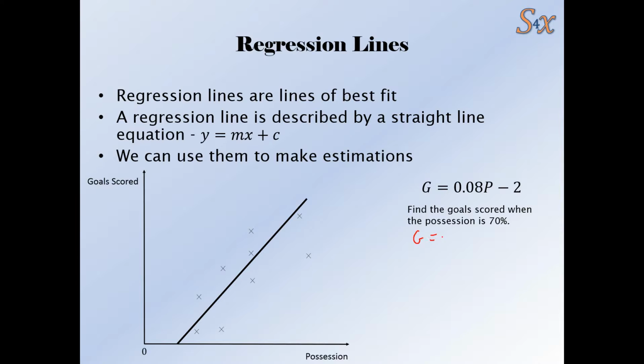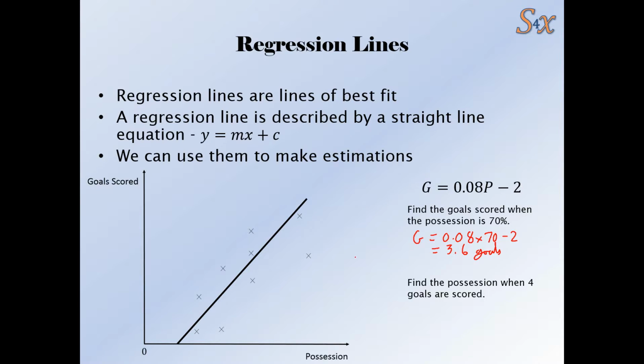Goals scored equals 0.08 times our possession, which is 70, minus 2. Stick that in a calculator. I get 3.6 goals. Obviously, you can't score 3.6 goals, but it means on average there would be 3.6 goals. Kind of makes sense. If you've got 70% of the possession, you're dominating the game, so you score quite a few goals.